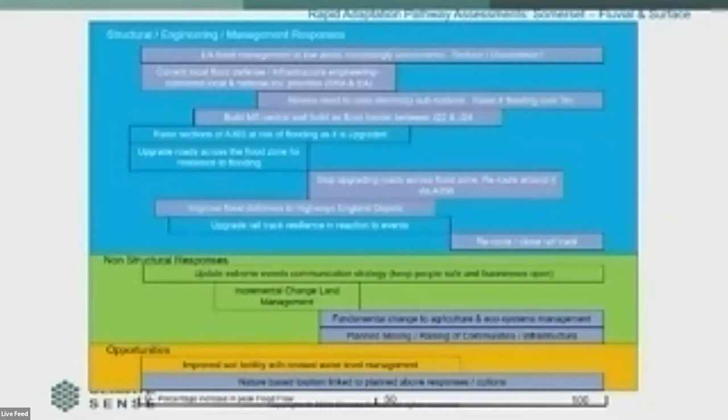In this case, if you look along the axis at the bottom, it's the percentage change in peak river flow. So at the zero on the left-hand side, it's the current risk of flooding, up to a doubling of peak river flow. And for this particular area, the high case scenario that people have to work to is about an 85% increase in peak river flow. So it's a good overlap here.